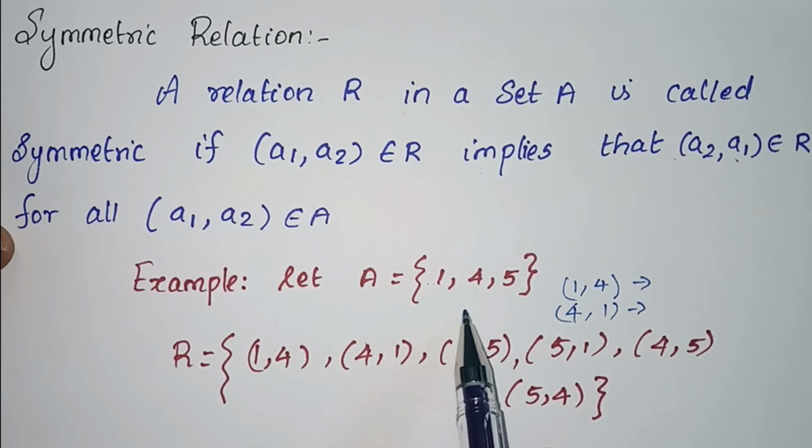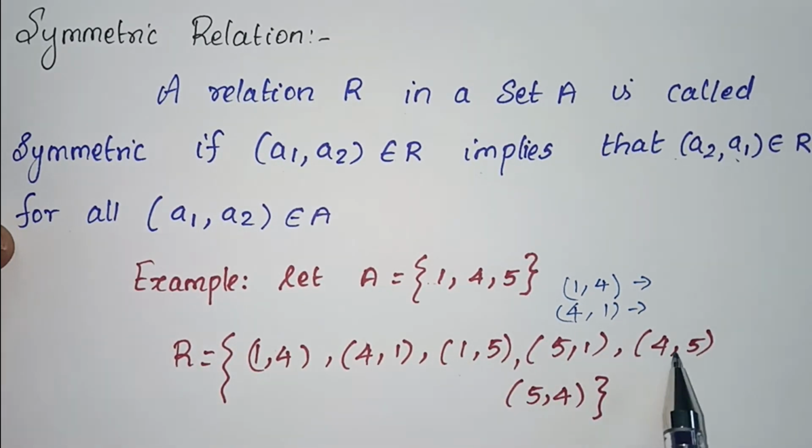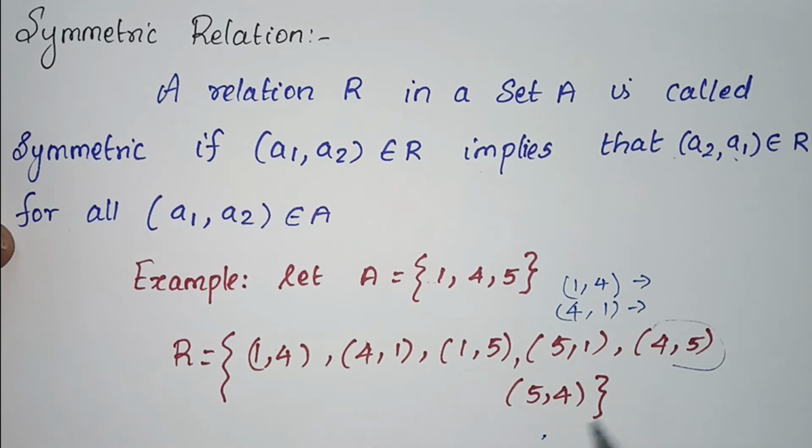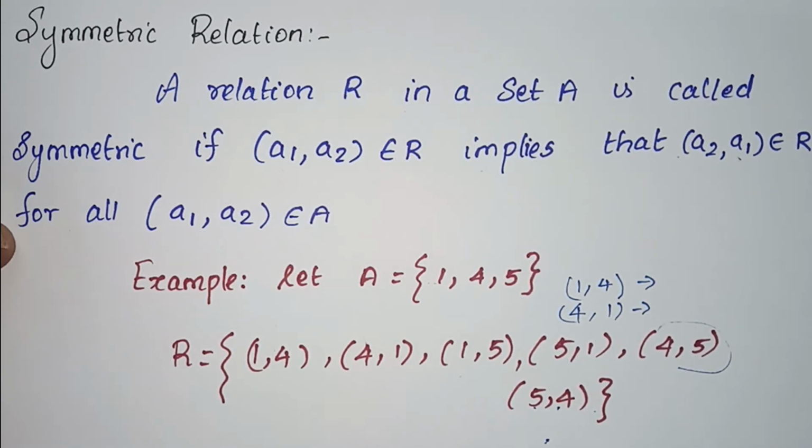So we can take another two elements, 4 and 5. 4 and 5 belong to this relation, right? Also 5 and 4 also belong to this relation. So this relation is called symmetric relation. So symmetric relation is nothing but: if A1 and A2 belong to the relation, then A2 comma A1 also belongs to that relation. That is called symmetric relation.